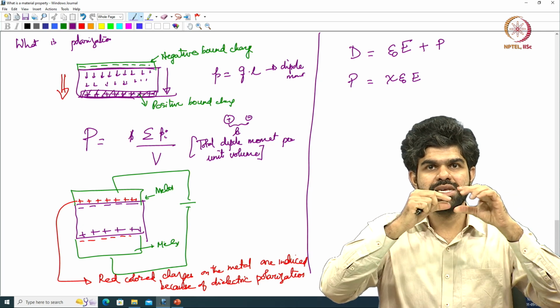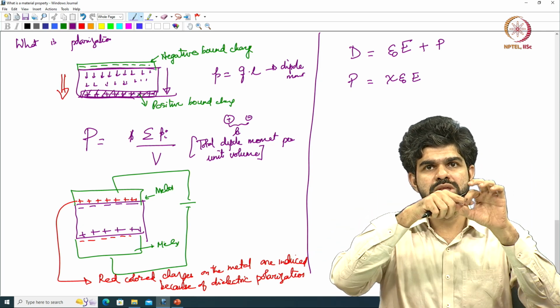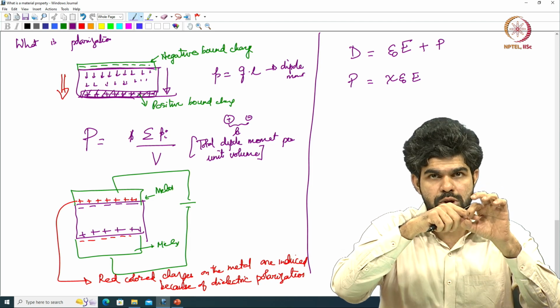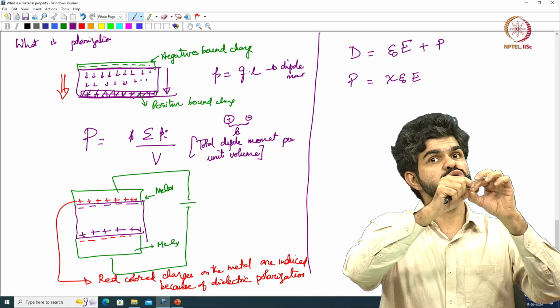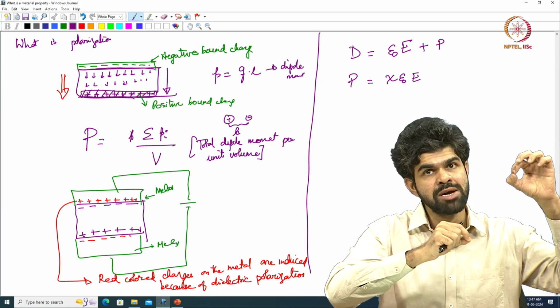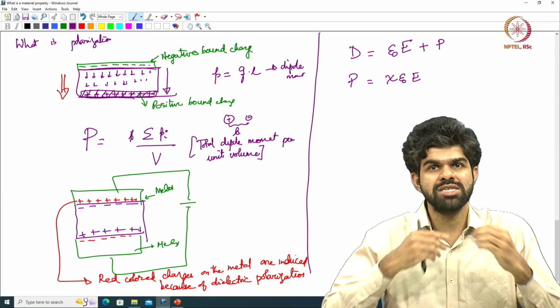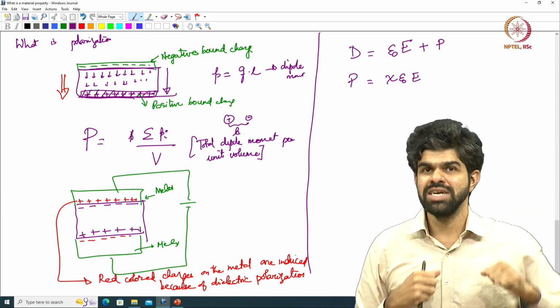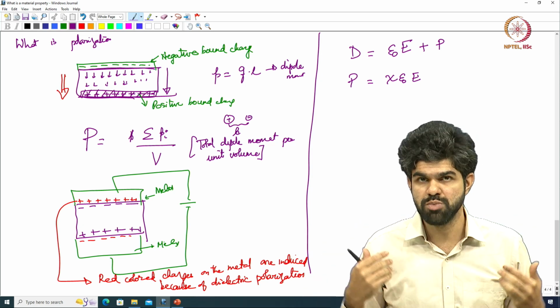Let us say the center of positive charge and the center of negative charge are smack on top of each other. Initially there is no dipole moment or no polarization, and then I apply an electric field, so I am going to separate them out. How much do I separate them out? How much dipole moment am I creating? That depends on the susceptibility, how susceptible the material is to getting polarized. That is what polarization is.